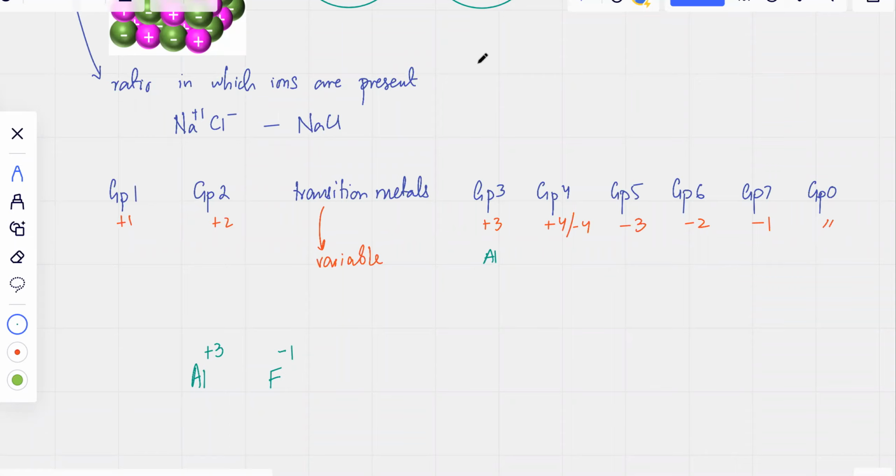So the thing is, aluminium would be +3, fluorine would be -1. And the easy part is there's a thing called crisscross. This is known as the crisscross method.